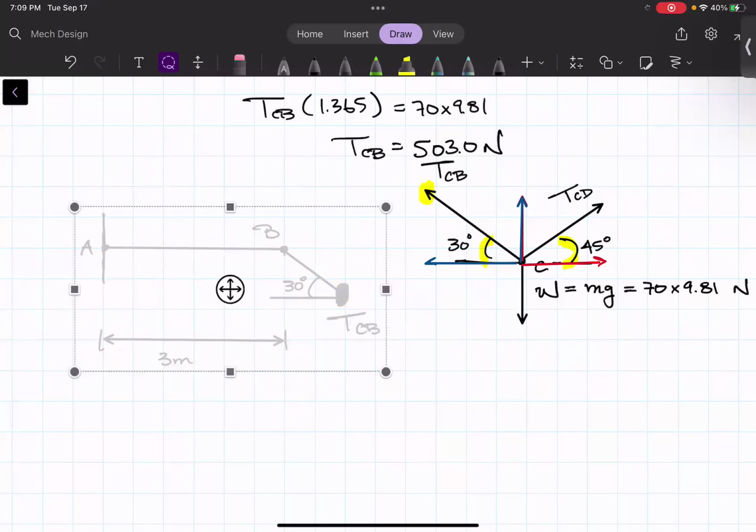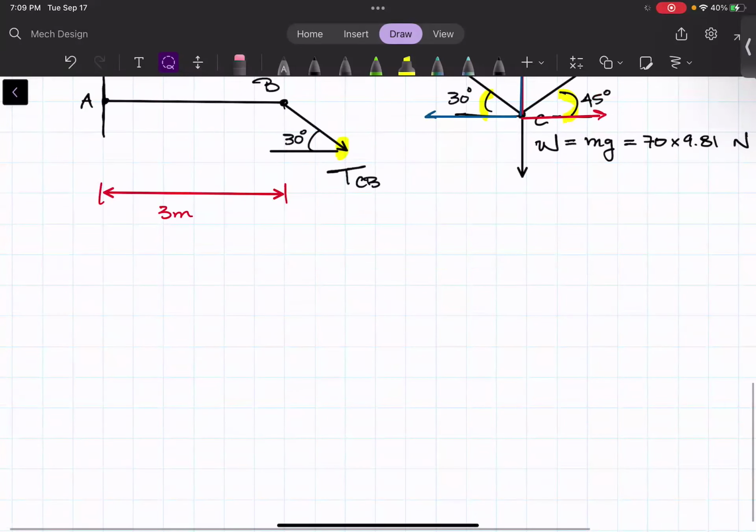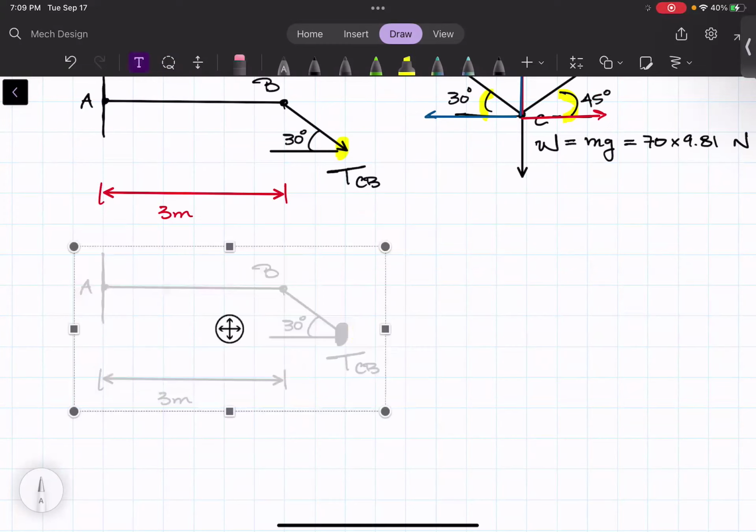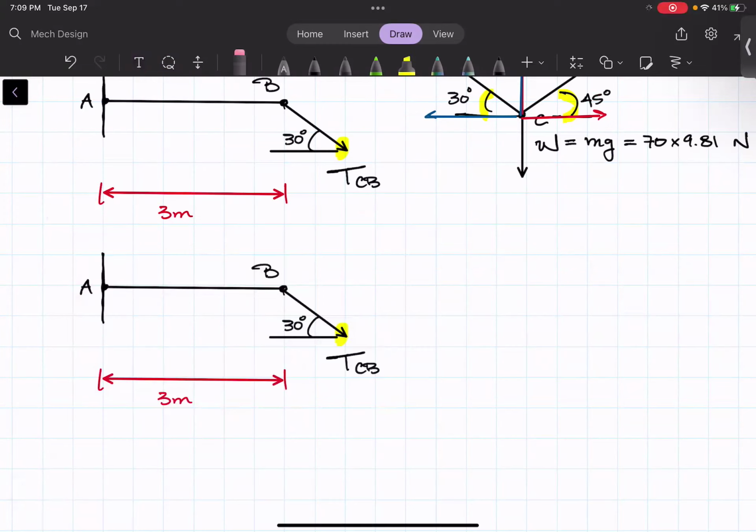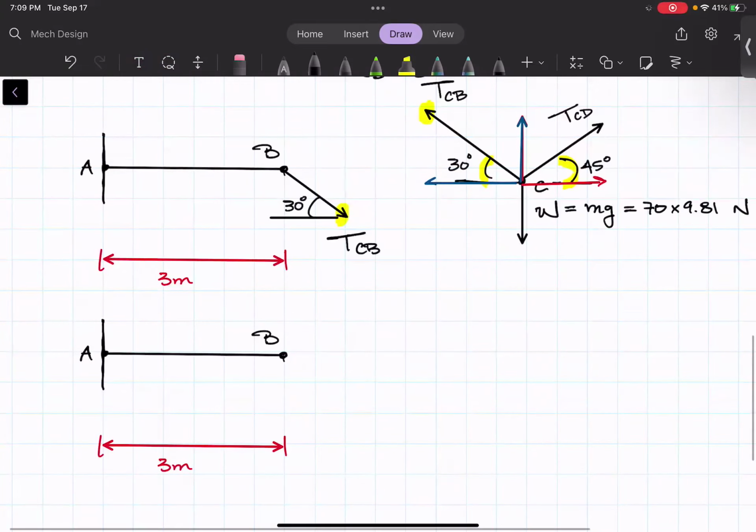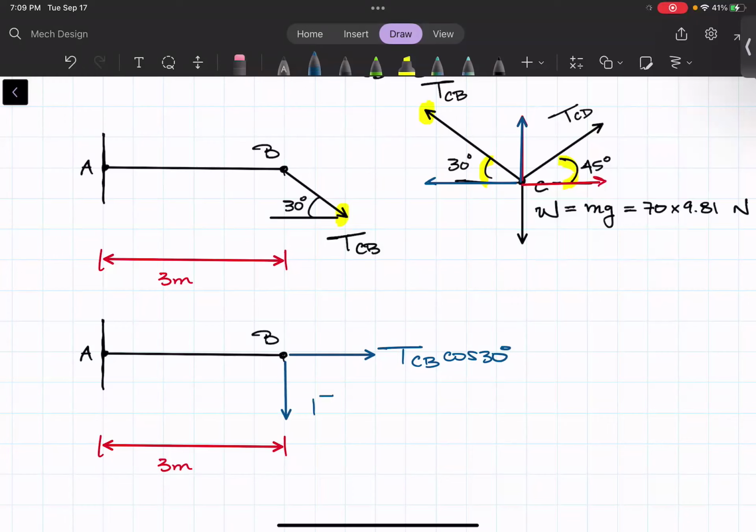Okay, so this is what I mean by that. So I'll go ahead and draw another diagram just to keep things as neat as possible. Okay. So essentially here, I'll go ahead and erase this. Okay. And then we'll go ahead and break the force up in components. Okay. So the x component of TCB essentially is TCB cosine 30. Okay. And then the y component of the force is TCB sine 30. Okay.